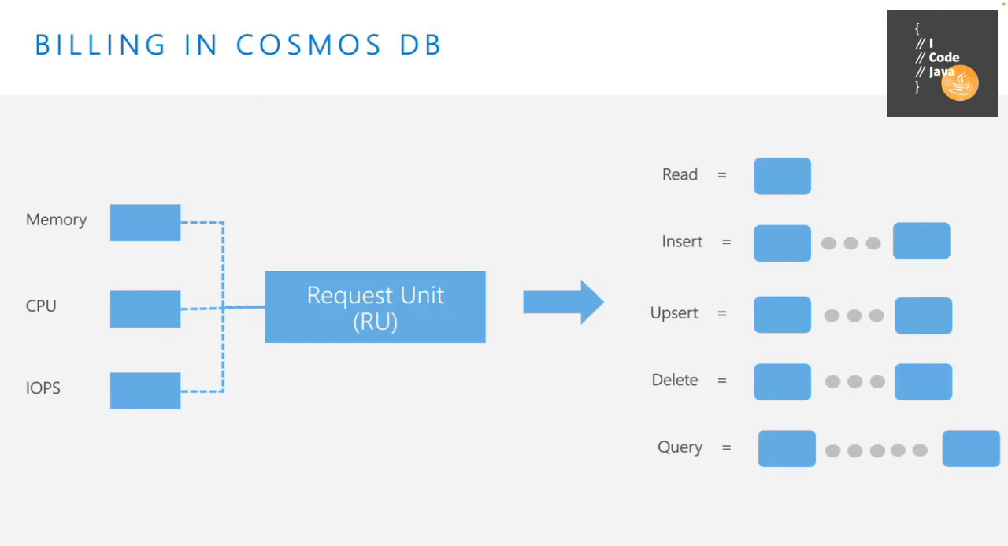And then how do you provision that in the service? Well, you say, I want this database or this container, whatever it is, to have 10,000 request units per second. So that's like a theoretical max. That's how we determine throughput.